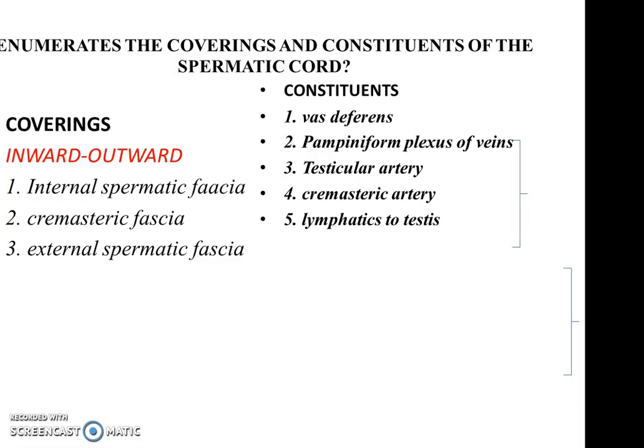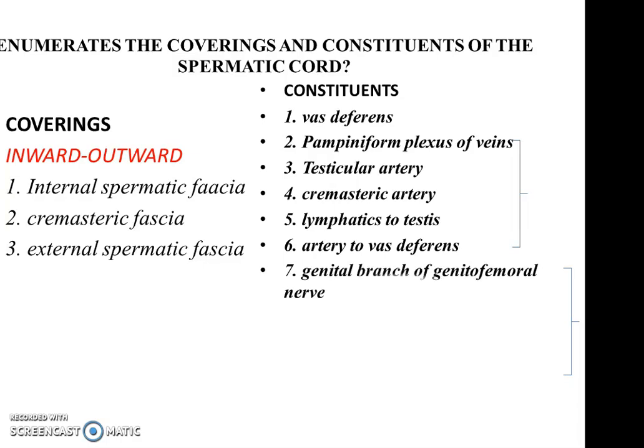Next is the artery to the vas deferens itself. The vas deferens has to be supplied by a vessel carrying oxygenated blood. It has to be drained by the pampiniform plexus of veins. It has to be innervated by another set of nerves that is coming down.